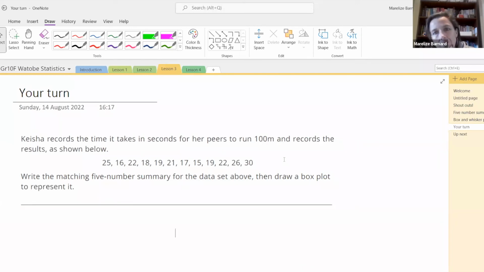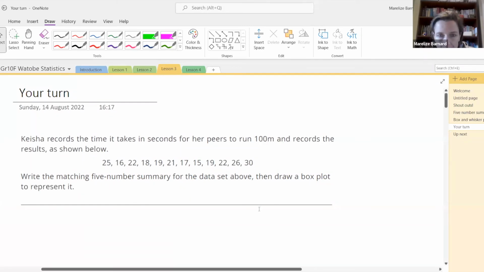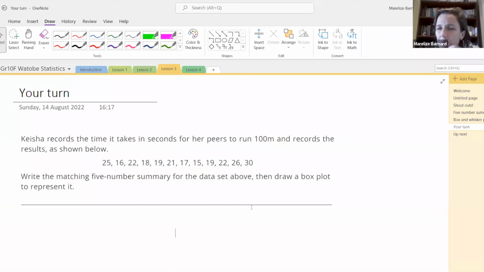My teacher tells us that on the box and whisker there is an outlier at the beginning of the. Sorry, Wandile, I can't hear you. Your internet's breaking up a bit. Maybe if you type it for me in the chat, I can't hear you very well.